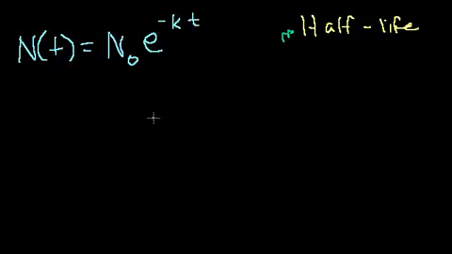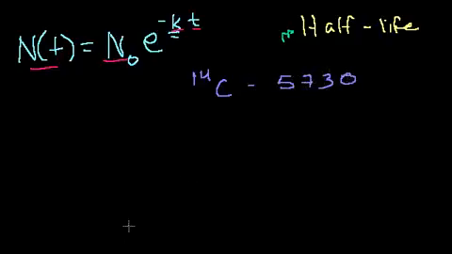And then for a particular element with a particular half-life, you can just solve for the k and then apply it to your problem. So let's do that in this video, just so that all of these variables can become a little bit more concrete. So let's figure out the general formula for carbon. Carbon-14, that's the one that we addressed in the half-life. We saw that carbon-14 has a half-life of 5,730 years.